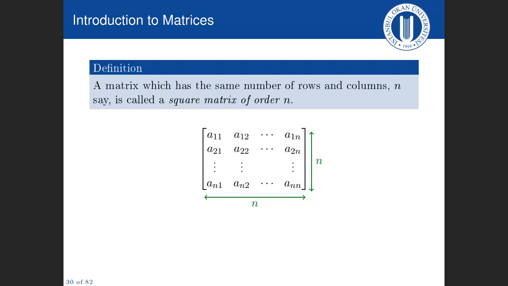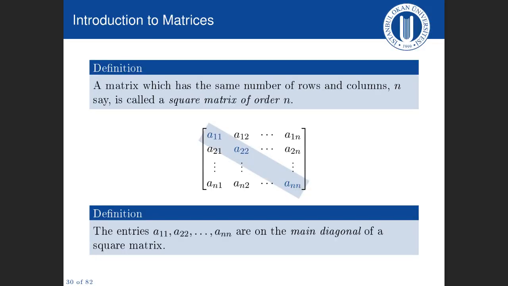A matrix which has the same number of rows and columns is called a square matrix. If it has n rows and n columns, then it's a square matrix of order n. On a square matrix, we can talk about the main diagonal. The entries a_11, a_22, a_33, a_44, all the way up to a_nn, the ones on the diagonal from the top left to the bottom right, are called the entries on the main diagonal of this square matrix.